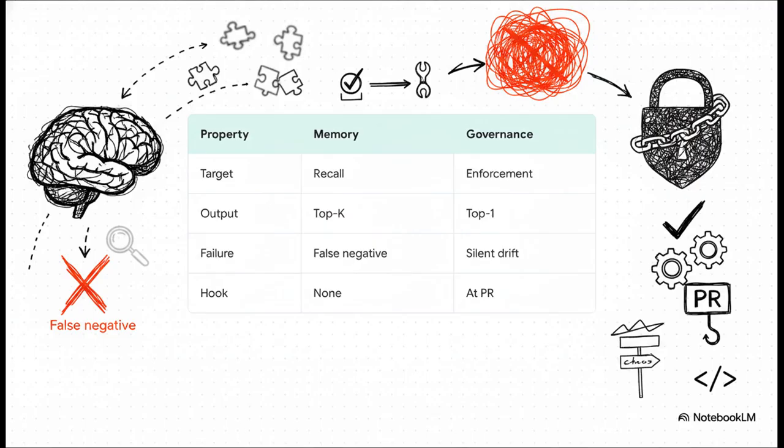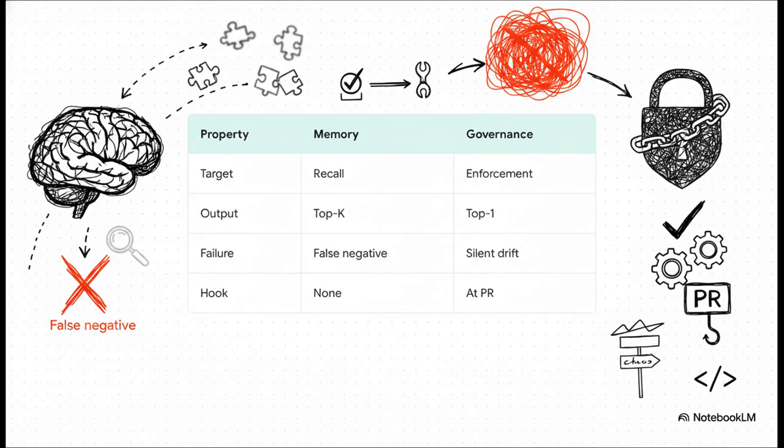Let's put them head to head here. Check out the target. Memory is for recall. Governance is for enforcement. Output, top K ranked versus top 1 resolved. The failure mode of memory is just a false negative, but the failure mode of governance is silent drift and contradictory diffs leaking straight into production.